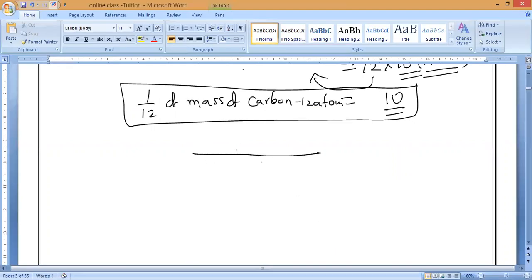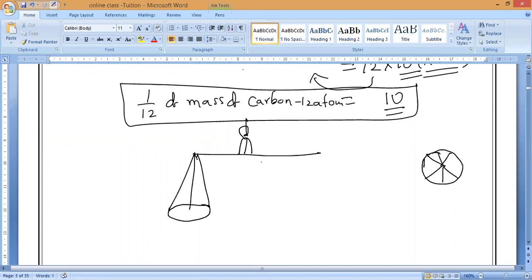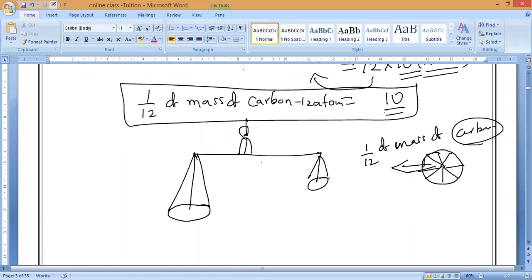In our beam balance, if you check our textbook, they have been cutting the watermelon into how many equal parts? 12 equal parts. Correct or not, guys? If you take the watermelon into 12 equal parts, then each part is equal to what? 1 part is equal to 1 by 12th of the mass of a carbon 12 atom. So that is 1 atomic mass unit. This is what they have given.